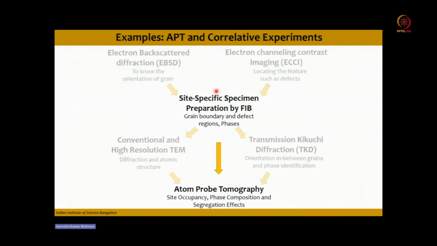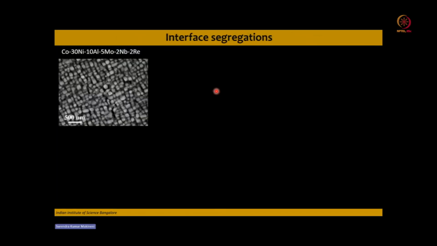Okay, so with this example, I have shown you the electron channeling contrast imaging use by FIB. And now I will give you some brief examples of site-specific preparation of FIB samples from the FIB, and direct use of atom probe tomography to get more information related to the microstructure. So we'll talk about the interface segregation.